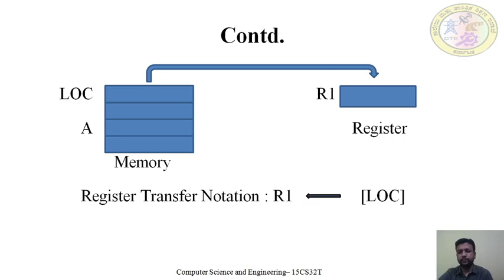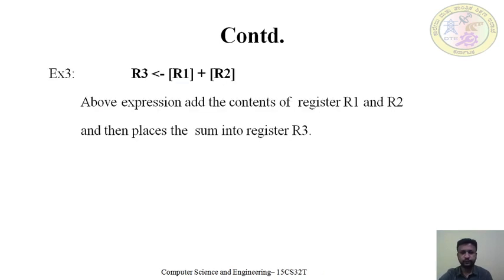The left arrow: the right hand side of the left arrow denotes the value. Always it denotes the value. The left hand side denotes the place where that value needs to be stored. Let's take one more example.